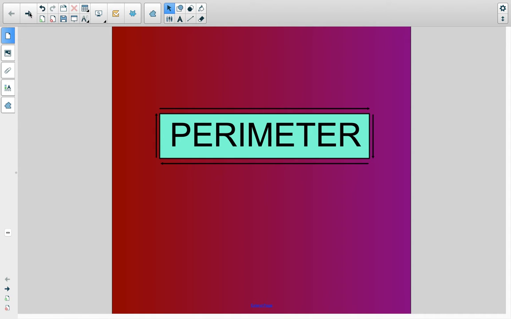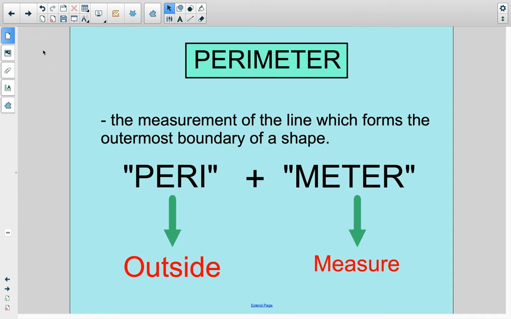If we break perimeter down, the word itself, this is what it means. It's a measurement of the line which forms the outermost boundary of a shape. That sounds pretty complicated, but if you break it down, peri is a prefix that means outside, and meter, as you recognize, is a root word that means measure. So perimeter means to measure the outside, and that's basically what perimeter is. You're measuring the outermost line of a shape.